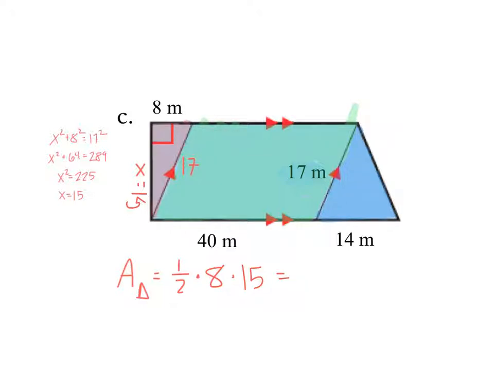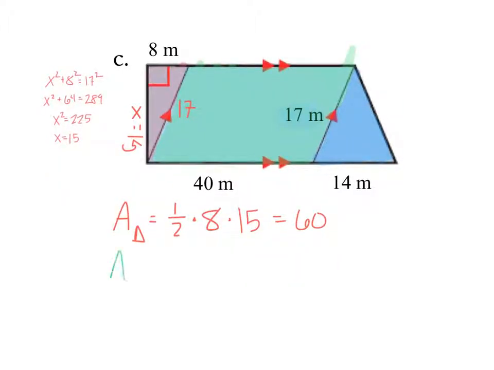So 1/2 times 8 times 15 is going to be 60. So that's what that area is. And then my area of my parallelogram is going to be base times height. Well, 40 is my base because what is this height right here? It's not 17. We just found it as 15. So that's the tricky part because it's not 17. 17 is a side. You got to find the height.